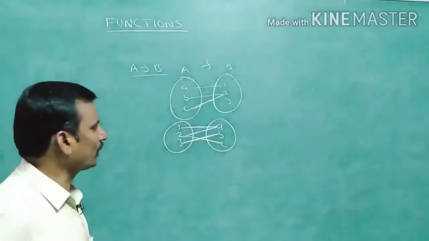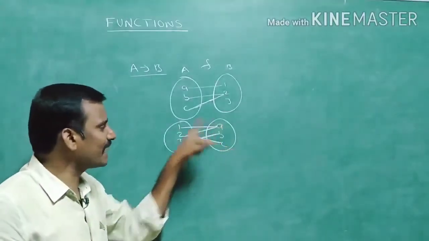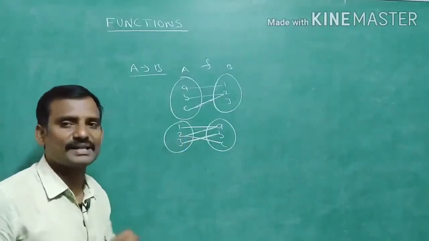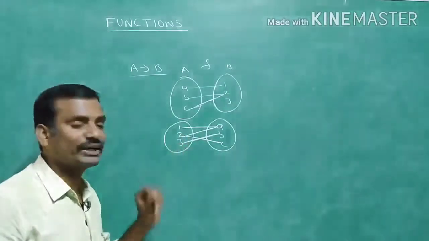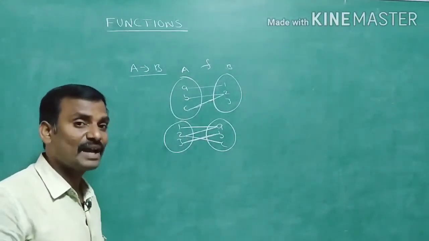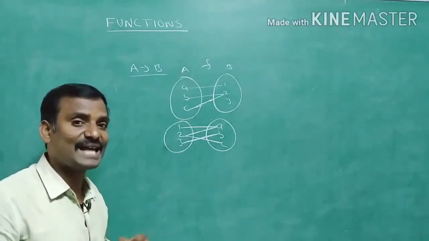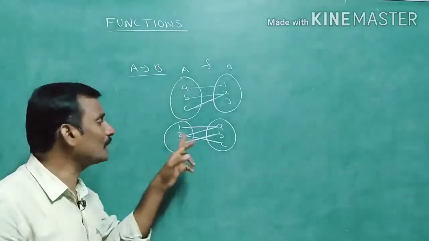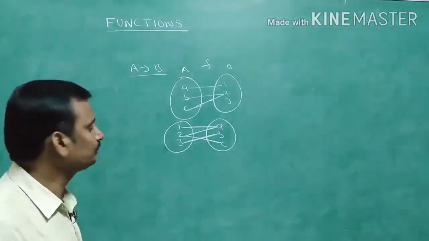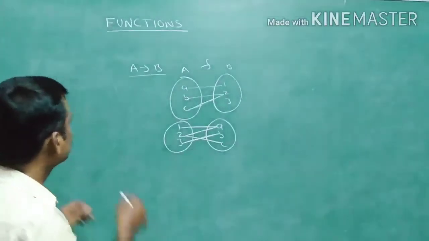Is this a function or what? Here 1 has image A, and 2 has A and C. Here 2 has 2 images. So it's not a function because 2 has 2 images. The actual definition is every element in set A has a unique image, but 2 has 2 images. That's why it's not a function. Okay. Next.